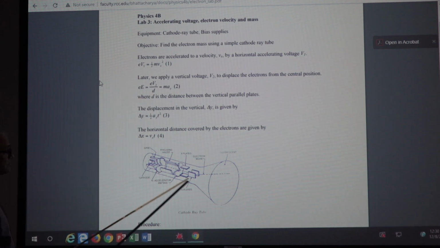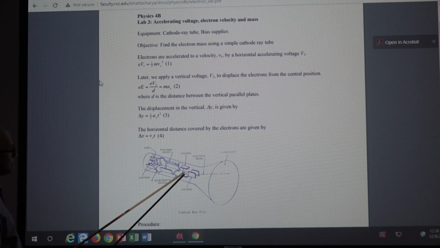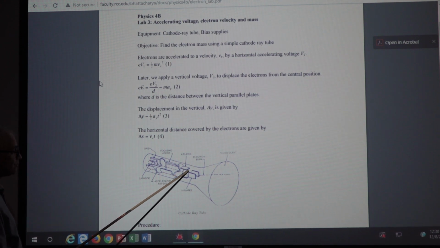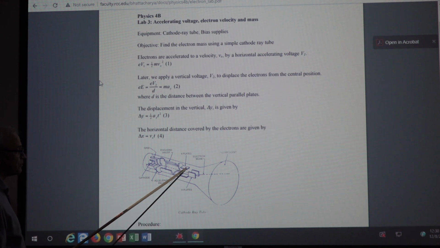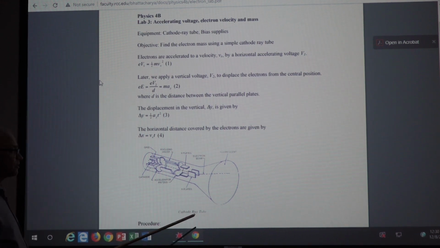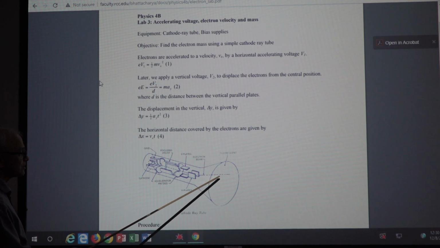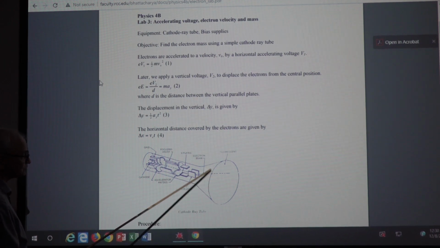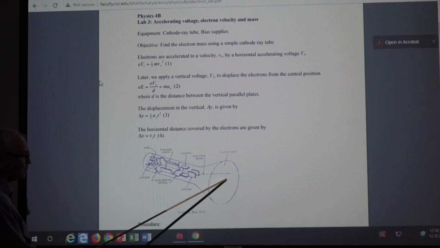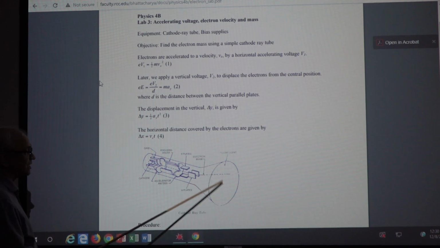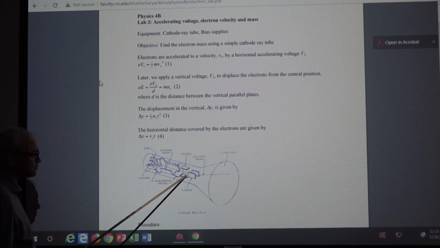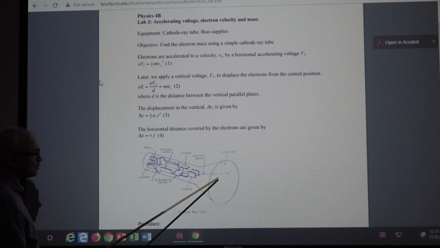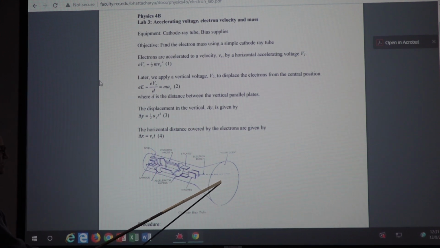Once it comes through, we can apply voltage either on the Y plates or on the X plates. Let's say you apply voltage on the Y plate, that's all we're going to do. You can move this beam of electrons onto the screen. If you don't put any voltage at all on the Y plate, the electron beam will go straight through and hit the screen.